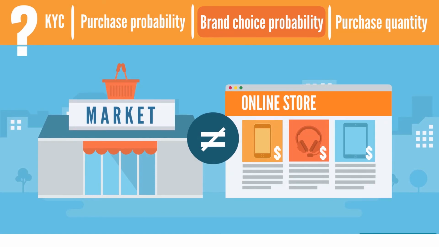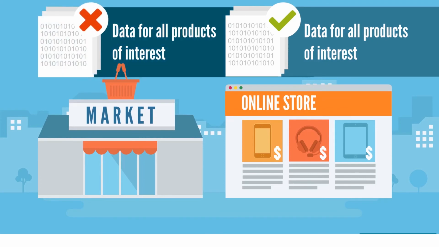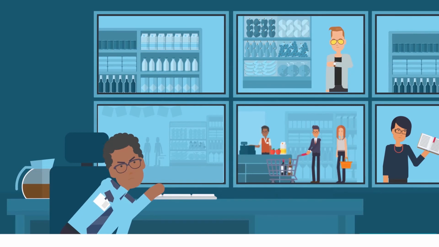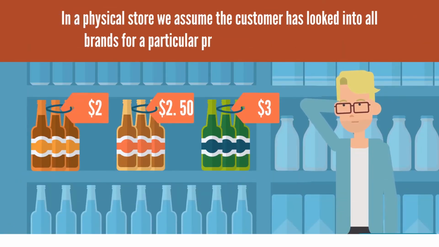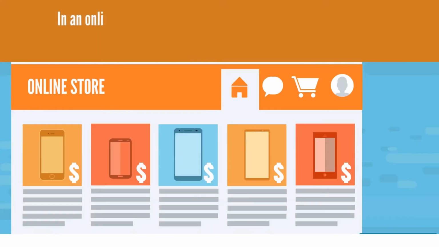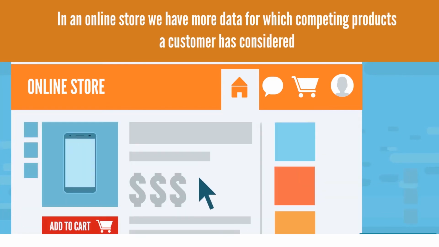Quite possibly, this is where the data available in online stores has the greatest impact. Why so? Well, for the online store, we may have data for all products that the customer has looked at, but gaining such information is impossible in physical stores unless we're spying on the CCTV the whole time. So we'd often assume that the customer has looked into all brands for a particular product, including their prices. For an online store, on the other hand, we'd know much better which competing products a customer has considered. This is one of the main reasons why online stores are a goldmine for data science.